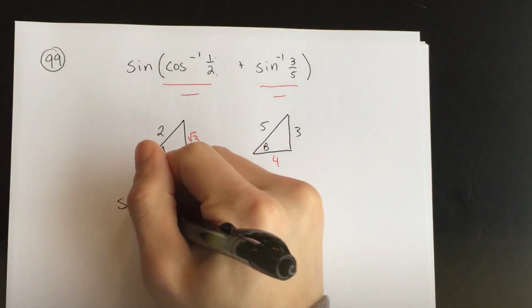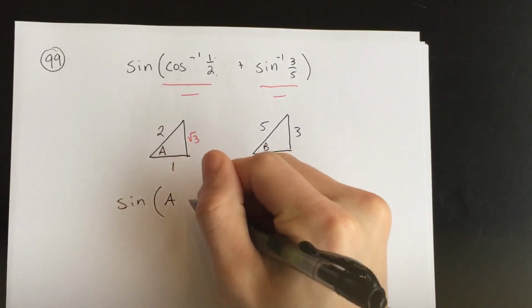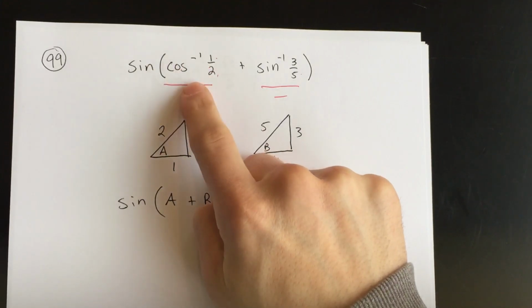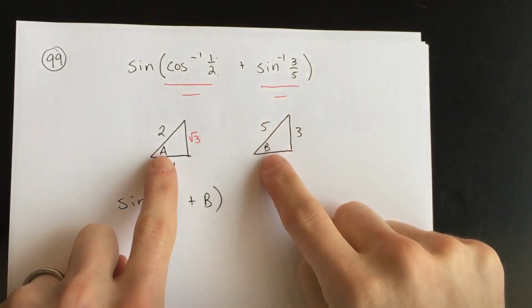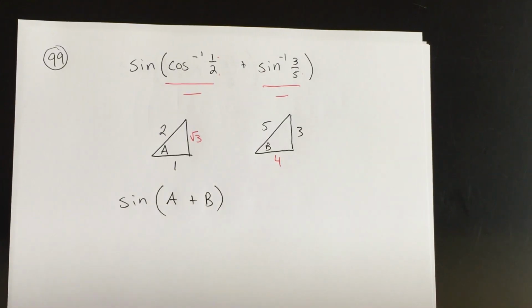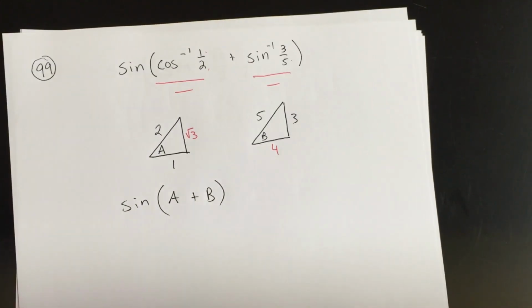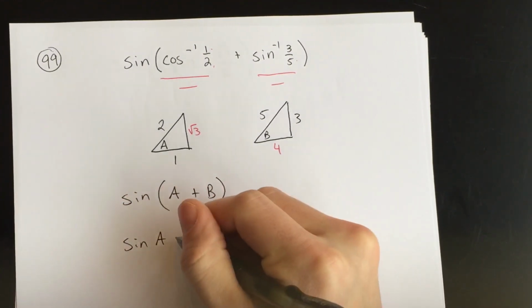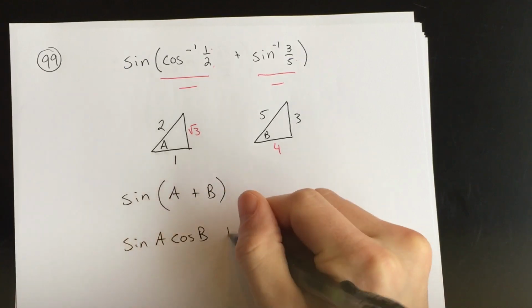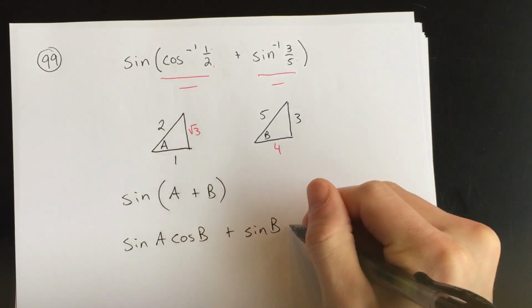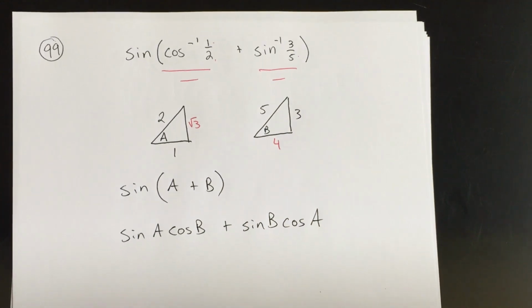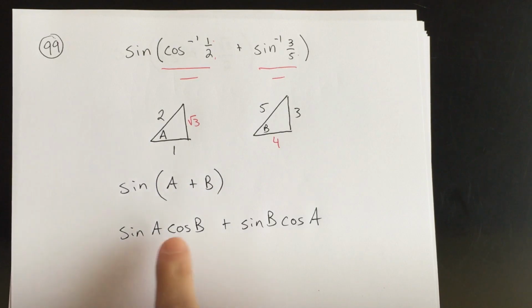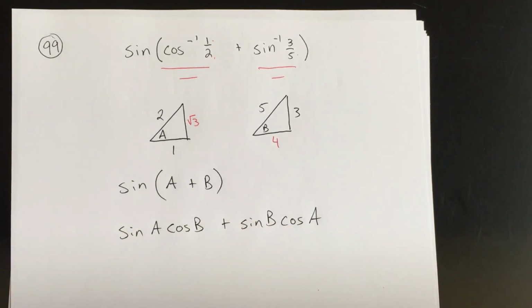But look how I'm going to rewrite this. I'm going to write sine, and I'm just going to call this A plus B. Again, the answer to the inverse cosine problem or the inverse sine problem is these two angles, A plus B. Well, sine of A plus B, we have a formula to deal with that. Sine of A plus B is equal to sine A cos B plus sine B cos A. So I'm really just expanding this using our sum and difference formulas. Sine A cos B, sine B cos A. That's the exact formula, right?